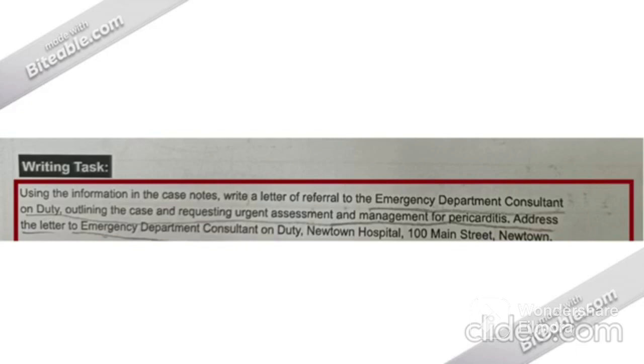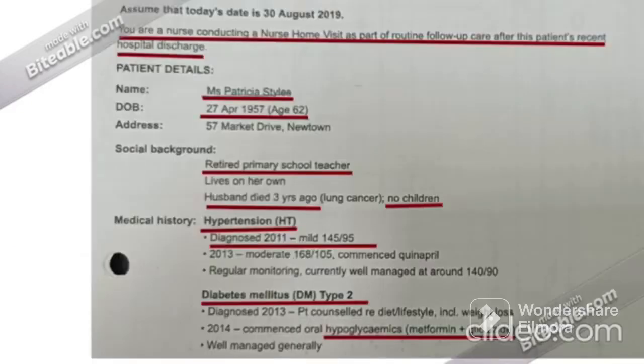Let us go to the writing content. Now you can read the complete writing sentences. You are a nurse conducting a nurse home visit as a part of routine follow-up care after this patient's recent hospital discharge. And you can see, assume that today's date is 30 August 2019. So this is the format you will get in your exam question paper. There will be the date, and mostly that date will be your exam date.